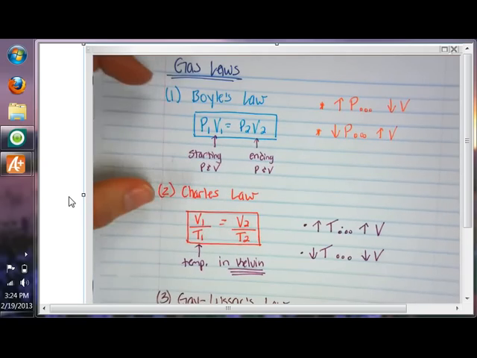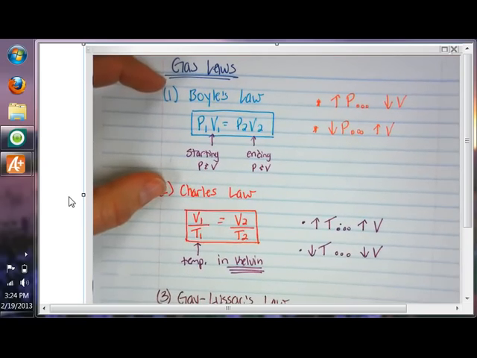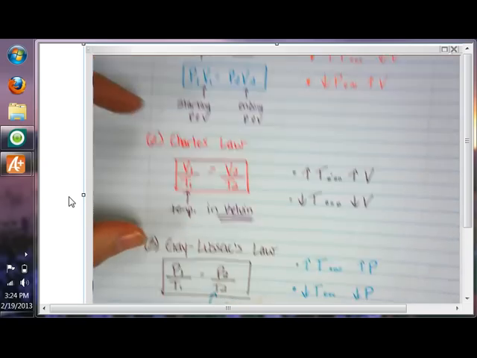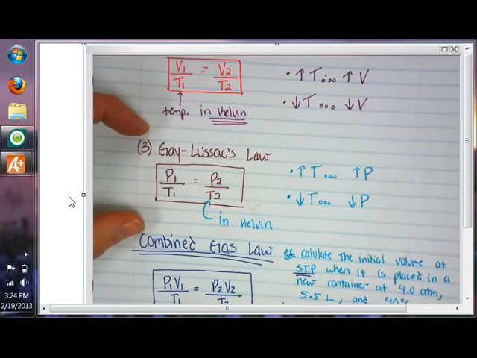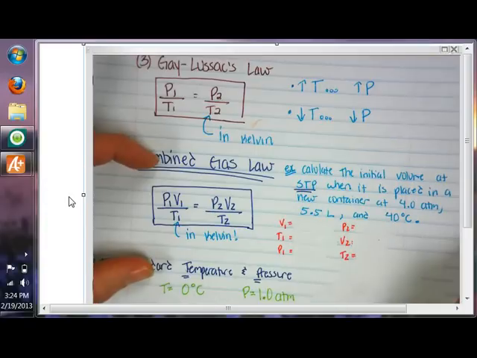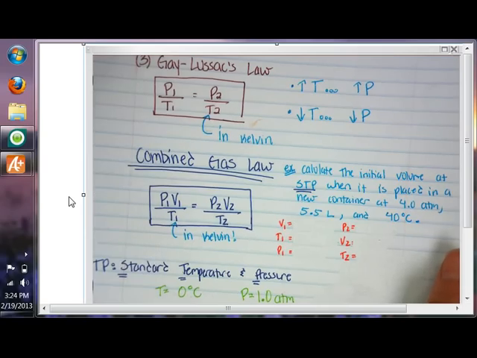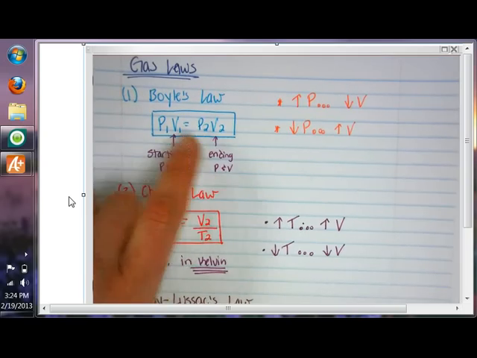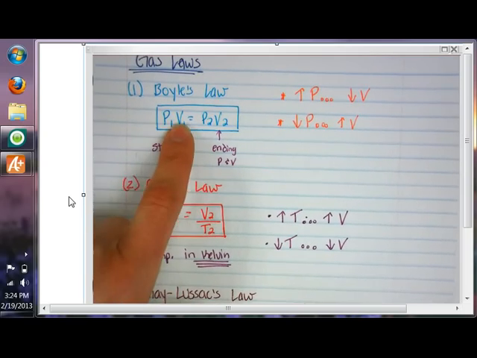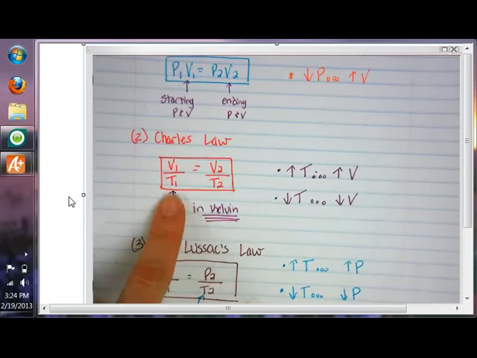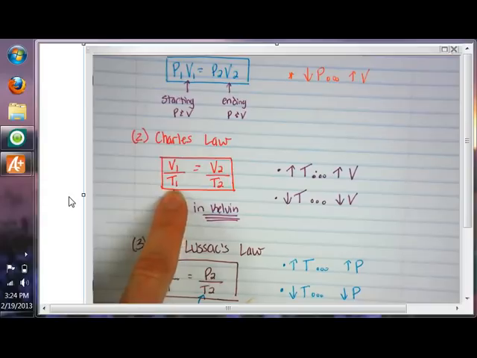So today in class, we finished up our gas laws. We did Boyle's law on Tuesday, which was yesterday, and today we did Charles' law and Gay-Lussac's law, and then we did the combined gas law. Now, with these gas laws, I'm only able to calculate three different variables: pressure, volume, and temperature. Notice temperature is always in Kelvin.